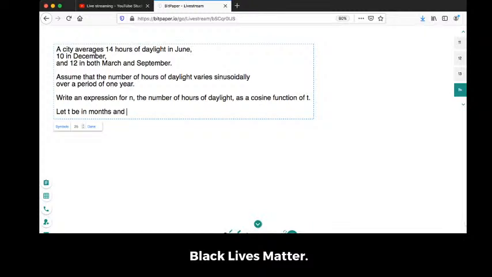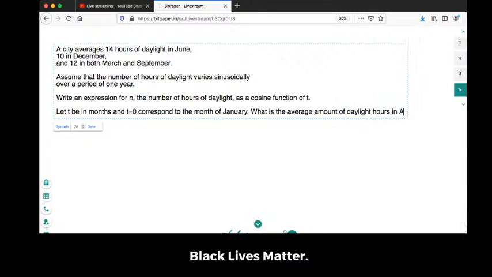If they don't tell you that and they've given you a question like this, typically it would be in months. But if you get a question like this from your teacher and you're not sure, feel free to clarify with them. What is the average amount of daylight hours in August?